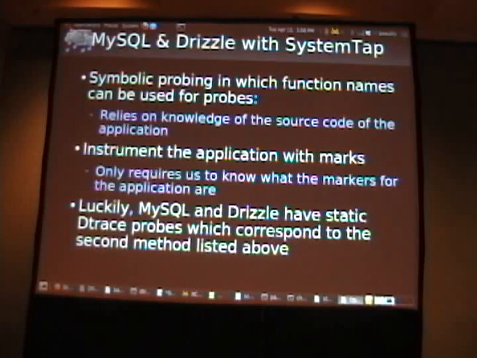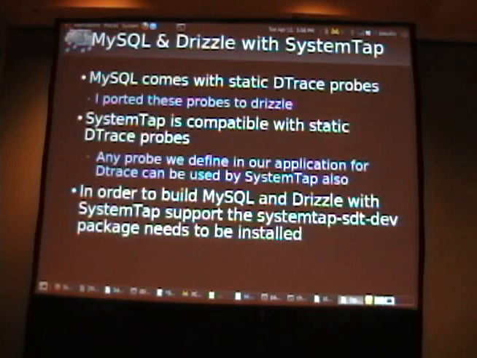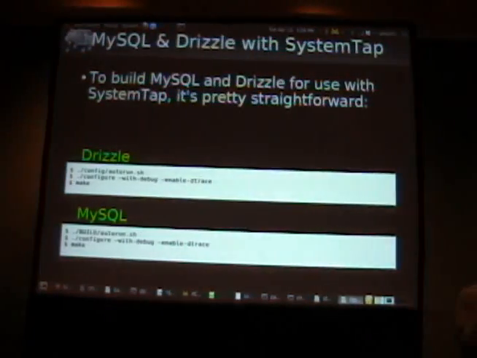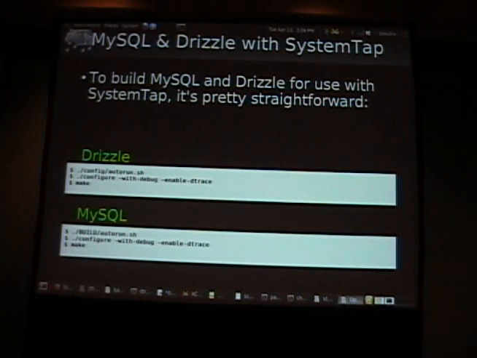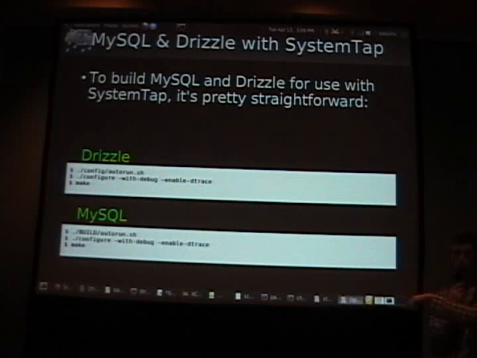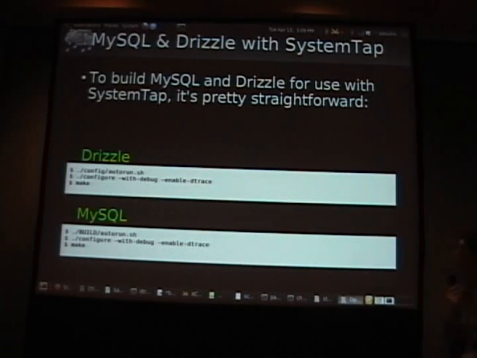MySQL and Drizzle already come with these. They're static DTrace probes, referred to as markers in SystemTap. These are the static DTrace probes that are compatible with SystemTap. So if you want to actually go ahead and use Drizzle or MySQL with SystemTap, you have to compile it from source. With Drizzle, those are the steps. With MySQL, those are the steps. Very, very similar. There's a configure flag, --enable-dtrace. If you run that, that will enable the probes, so you can use SystemTap.